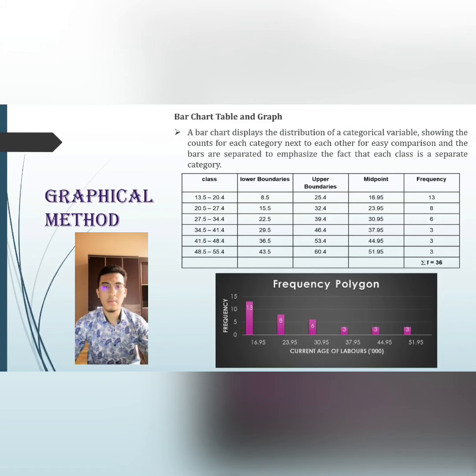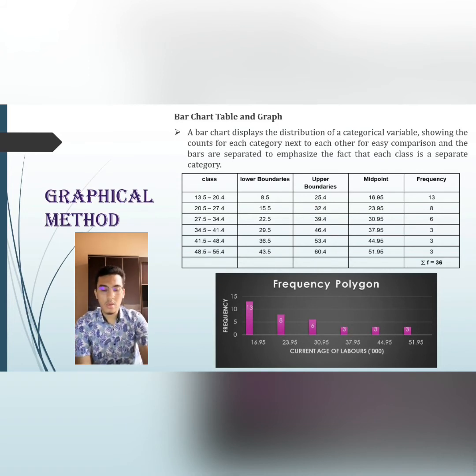Next, a bar chart. A bar chart displays the distribution of a categorical variable, showing the count for each category next to each other for easy comparison, and the bars are spread to emphasize that the first class is a spread category.